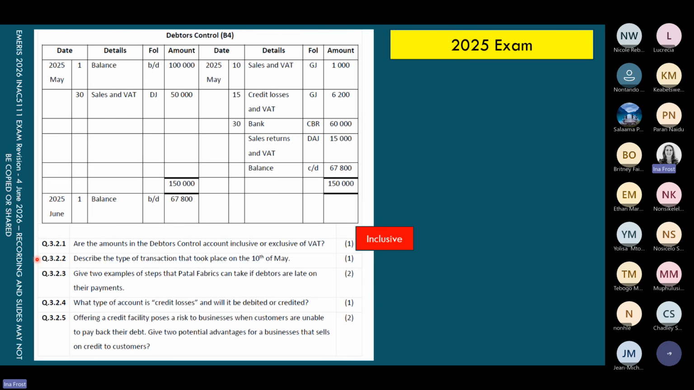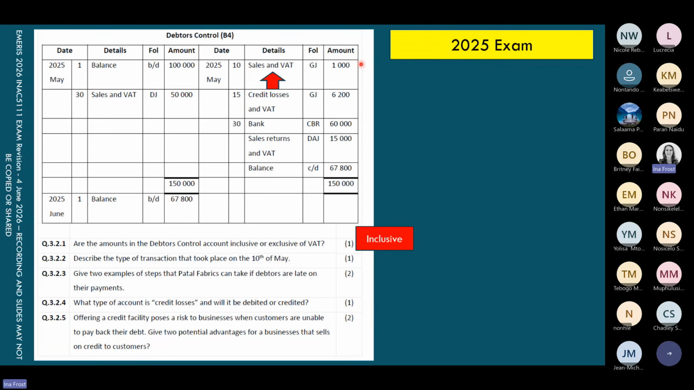And then they asked the student, what type of transaction is the one here on the 10th of May? So they're talking about this one over here. And this transaction then is the settlement discount that was granted to the debtor.